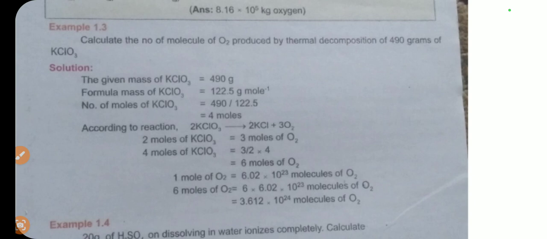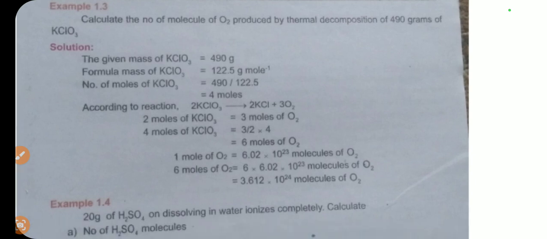First we write the balanced chemical equation. 2 moles of potassium chlorate decompose to form potassium chloride plus 3 moles of oxygen molecules. If 2 moles of potassium chlorate are there, then 3 moles of oxygen are produced according to the balanced chemical equation. Then if 4 moles of potassium chlorate are present, it is 3 by 2 multiplied by 4, so 6 moles of oxygen are produced.